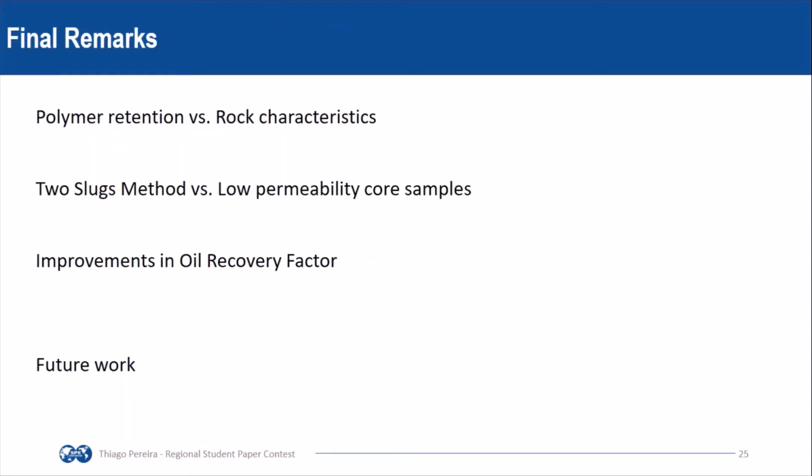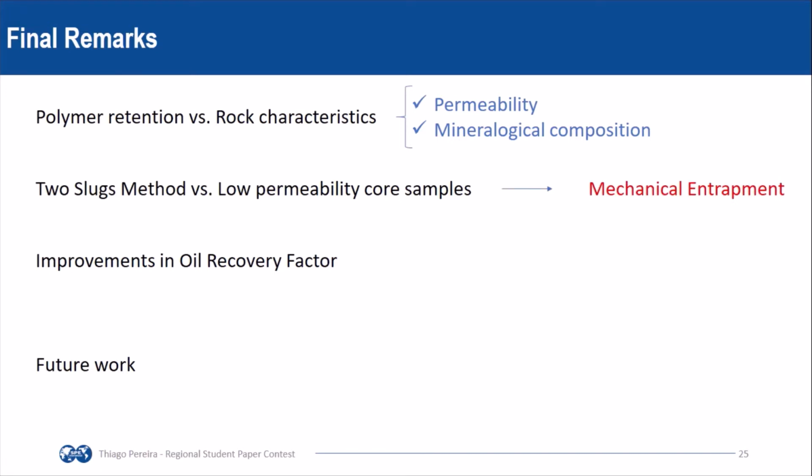So, as final remarks, we have seen the polymer retention effects on rocks with different characteristics, analyzing the core permeability and the mineralogical composition. Also, the suitability of the two slugs method for rocks with low permeability due to the occurrence of mechanical entrapment. The improvement in oil recovery factor using polymer solution was almost 2 times higher than using glycerol water solution, and it may be caused by polymer retention and viscoelastic effects.